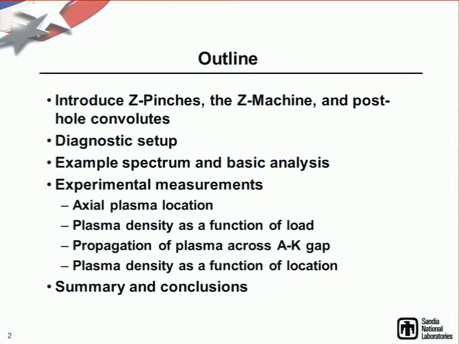And then I'm going to talk about the actual measurements, which more or less is studying where a plasma forms and how quickly it moves within a particular device. And then I'm going to talk about what this means.